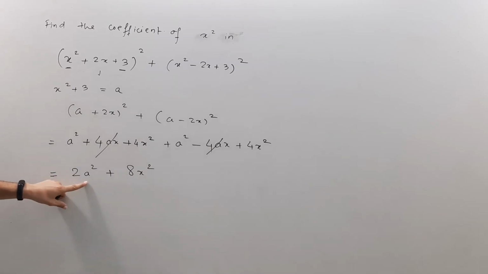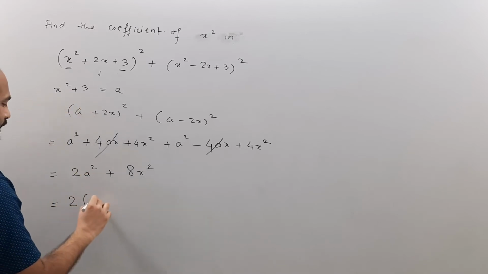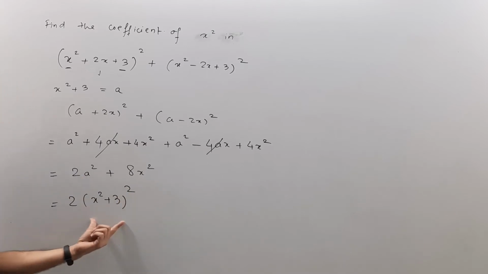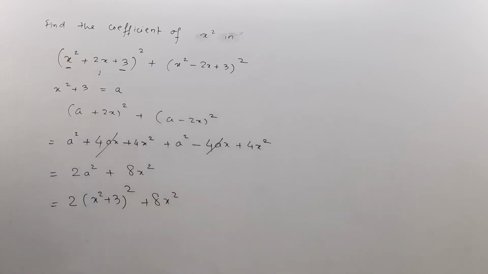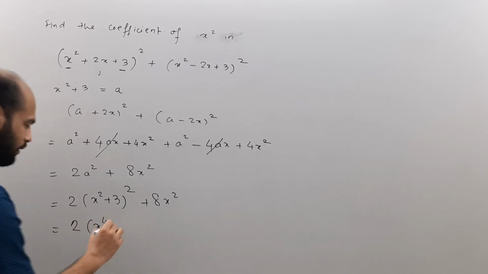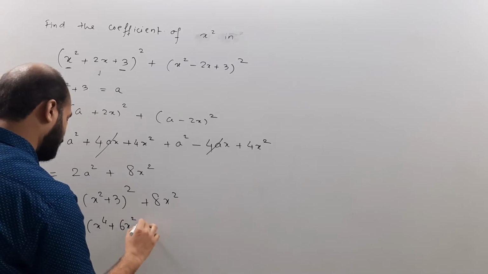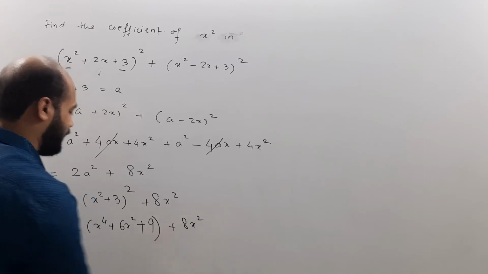Now I've just got A square, which can be easily simplified. We'll write 2 times, A was chosen as x square plus 3, so A square will be the square of this, and then we'll get 8x square. Now if we expand again, we will get 2 times x raised to 4 plus 6x square plus 9 plus 8x square.